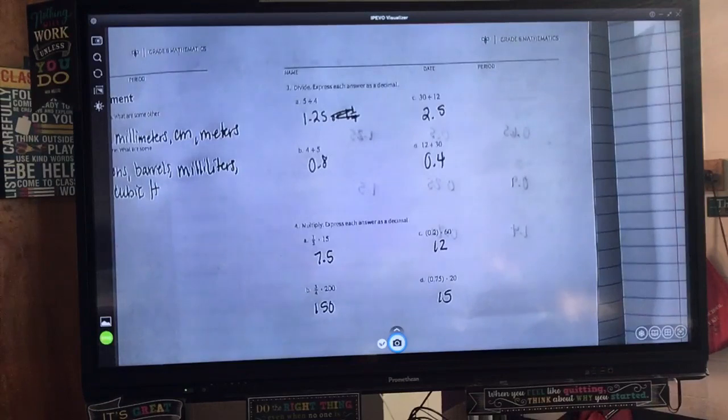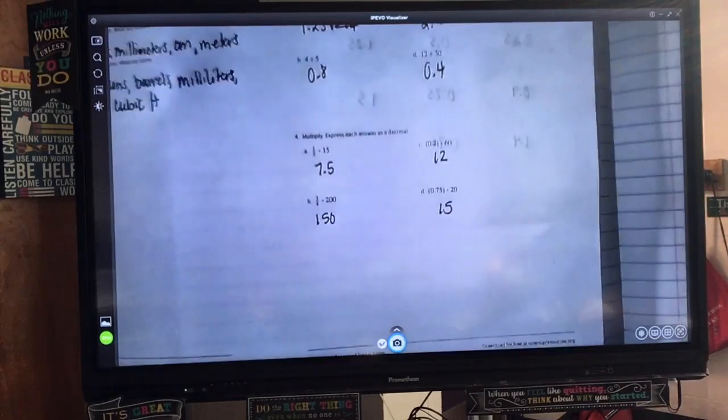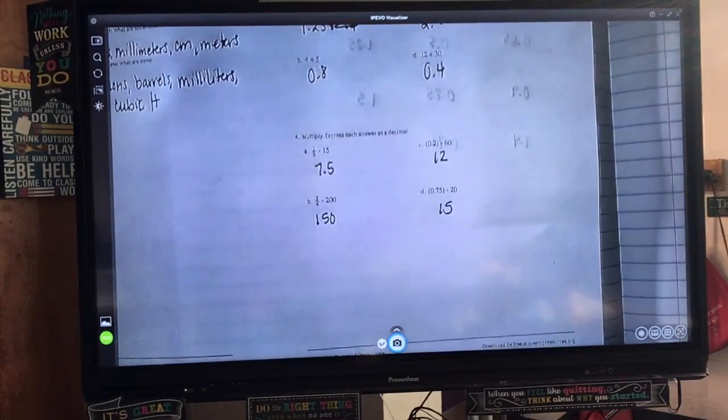4/10, 0.1 or 0.4. All right. 4A is 7.5 or 7 1/2. B is 150. C is 12 and D is 15. Okay, thumbs up when you have this done.